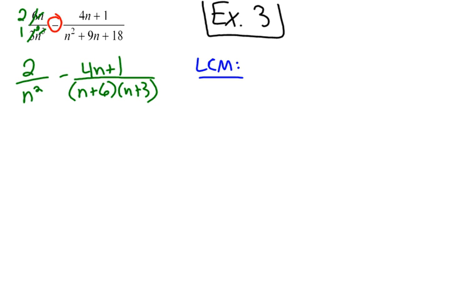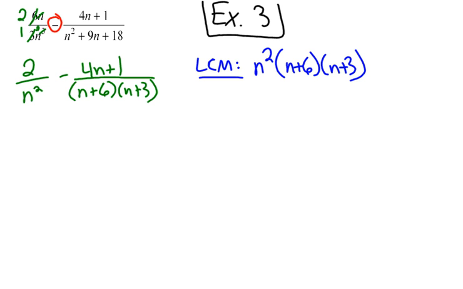Okay, I started the problem for you guys. I simplified the first fraction, I simplified it to 2 over n squared, and I reverse FOILed that trinomial, n squared plus 9n plus 18. It reverse FOILs to n plus 6 times n plus 3. Okay, now it's time to find our LCM. We have an n squared, an n plus 6, and an n plus 3. Those three factors combined will give us our LCM.